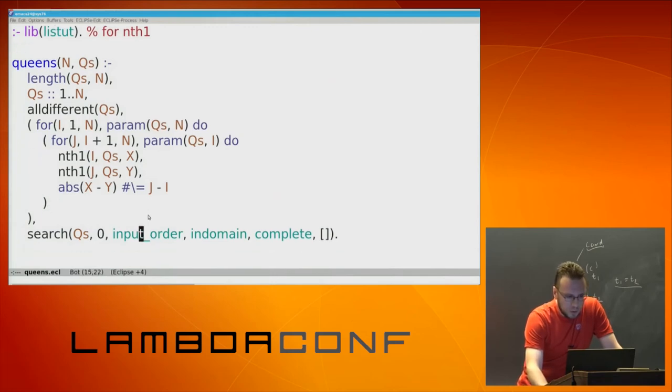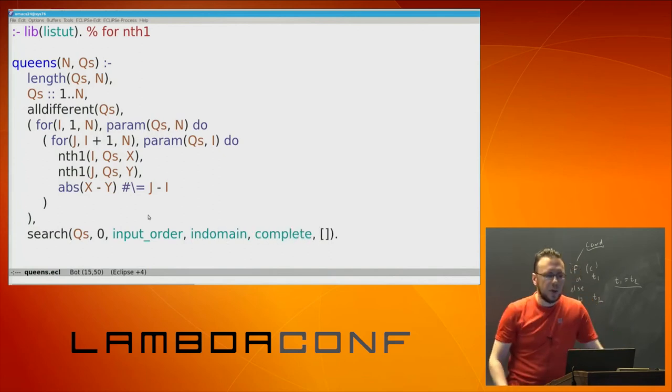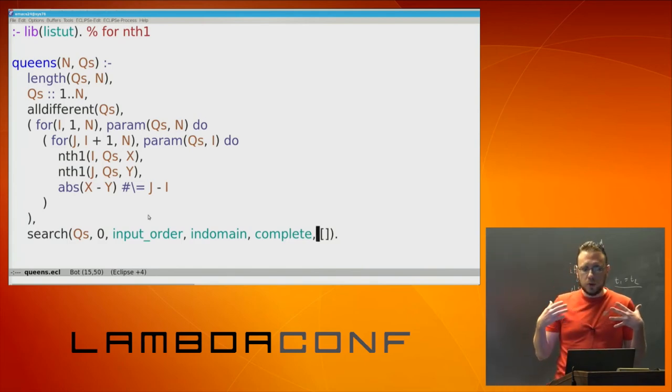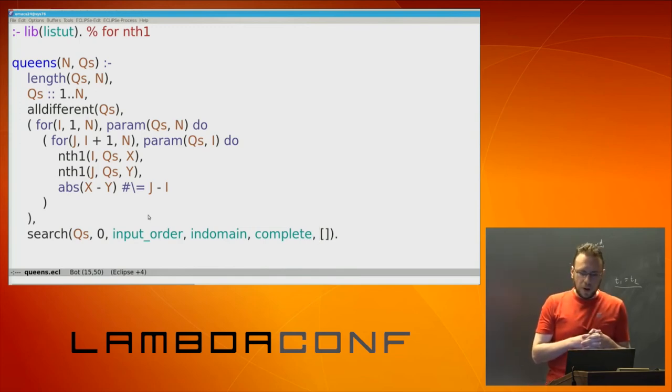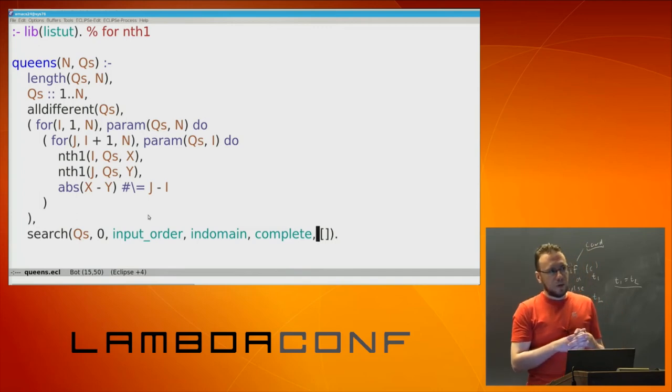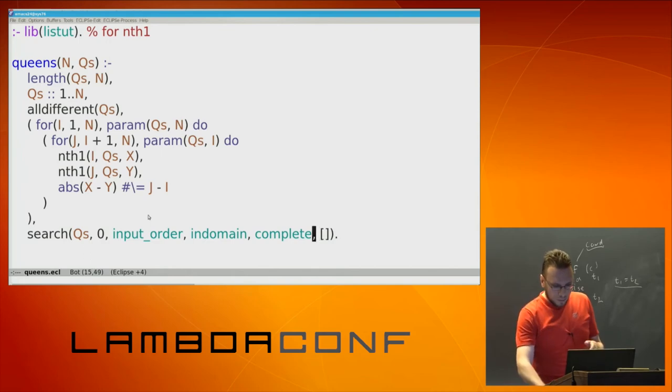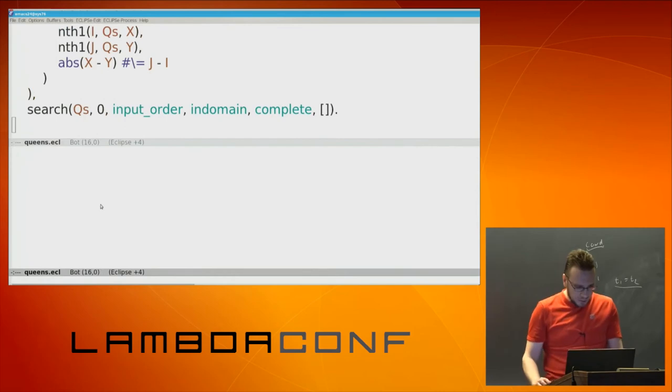Then we run search, again with not too efficient heuristics. Complete here means we want to run a complete search. We want to explore all possibilities if we can't find the answer. All the other possible values are like have a timeout, have a specific depth. So let's run this.